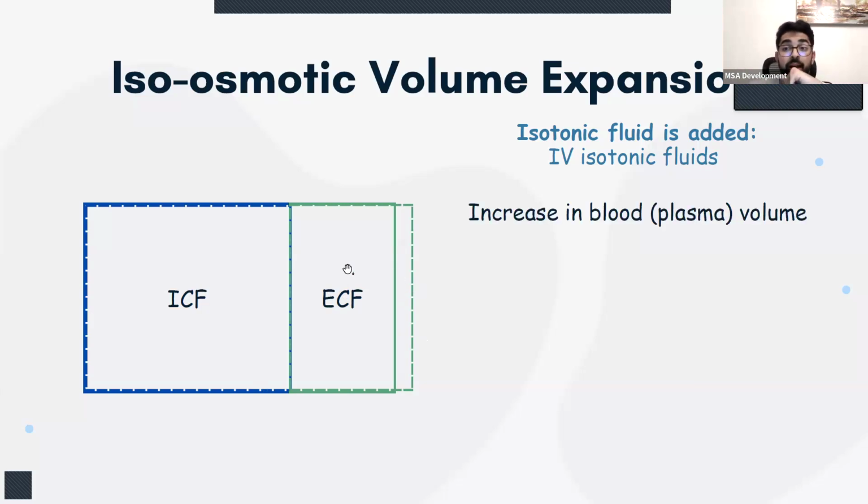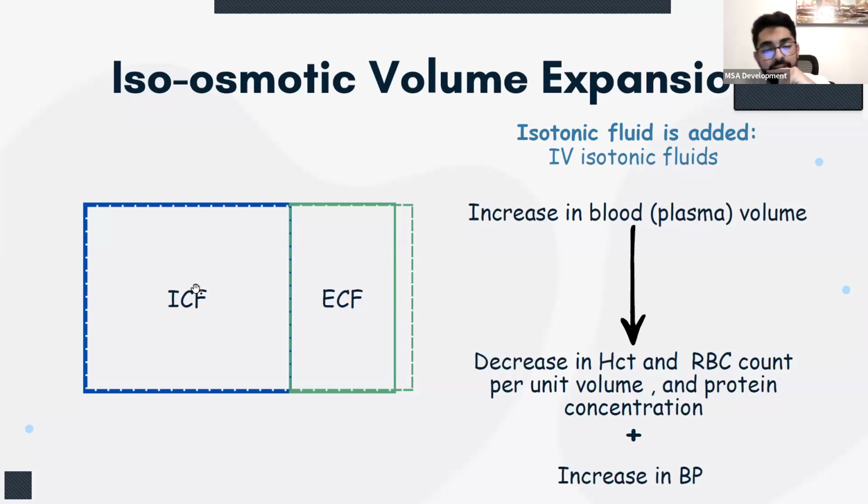But again, it is isoosmotic, so there's no change in osmolarity. So there's not going to be any vertical increase in this example. And again, going back to my rule that I made, when you have an isoosmotic expansion, there's not going to be any change in ICF. Okay. In this case, you have an increase in volume, and hematocrit, RBCs, and proteins are going to appear as if they are diluted or they are less.